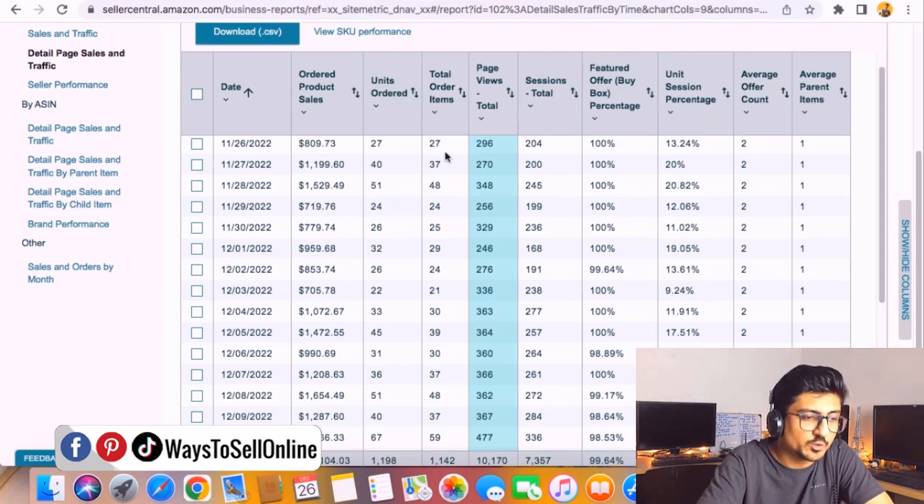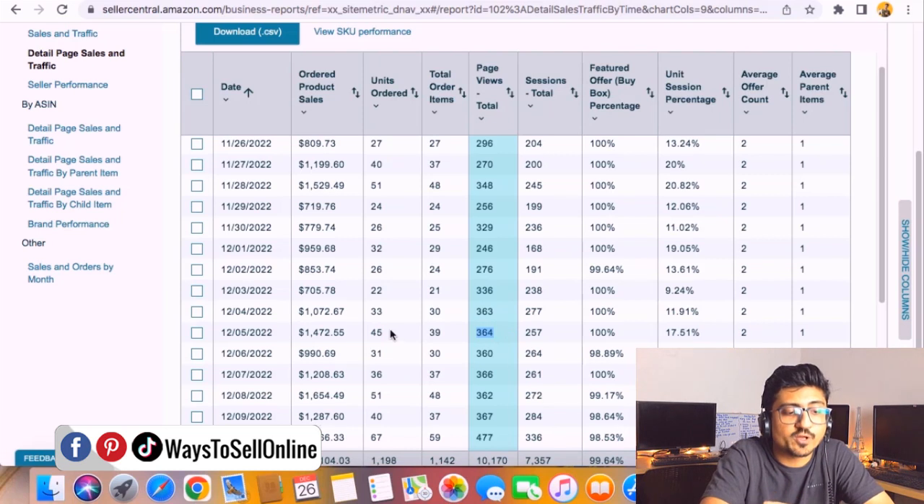So from this table, you can see that every day I got good sales. Like you can see $900, $800, $700, $1,000, $1,400, and against that revenue, it is showing me the number of units. Like on this day, 5 December, I got 45 units sold and the revenue was $1,472. And this 45 units sold means that 364 people visited my shop, and out of those 364, 45 people purchased. So that is actually a good number.